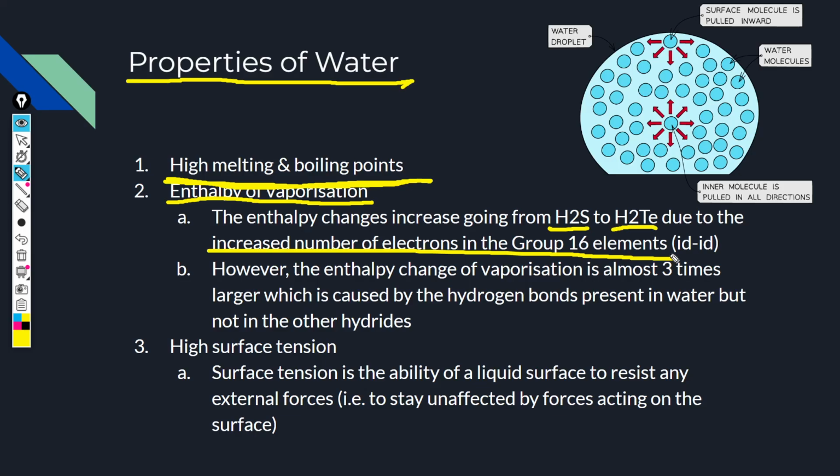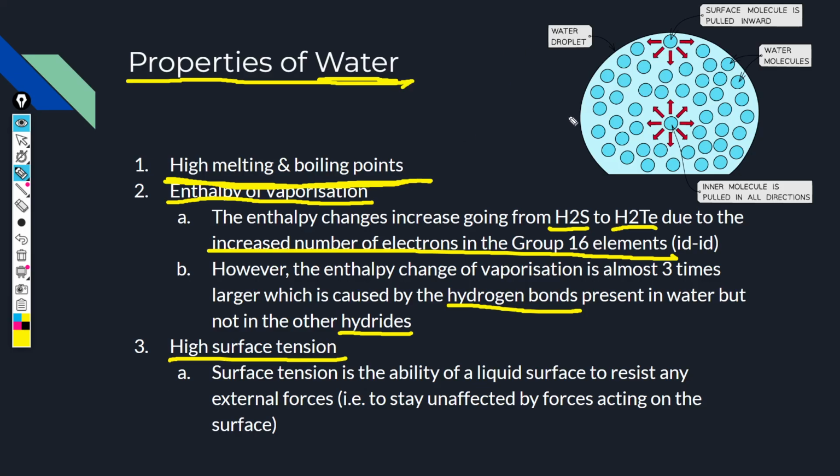But why is the vaporization of water 3 times as much higher? Well, we can see obviously because they're hydrogen bonds, and hydrogen bonds are permanent and the strongest type of intermolecular forces, so it obviously requires more energy and is not present in other hydrides. So, high surface tension finally. Why does water have a high surface tension?